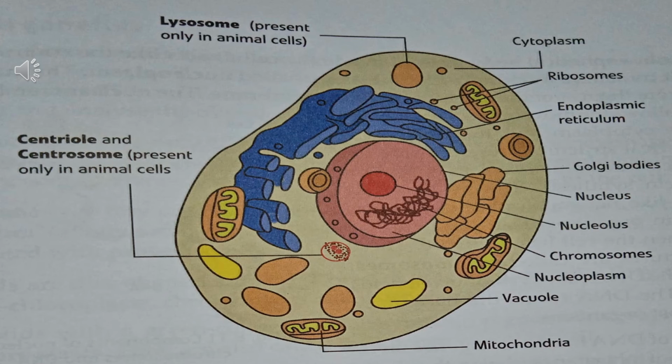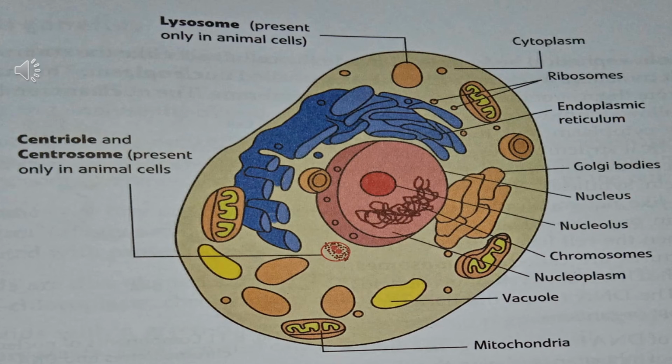Other than that, all other structures are similar in the plant and animal cell, children. If you look at this picture, you have the lysosome, cytoplasm, ribosome, endoplasmic reticulum, Golgi bodies, nucleus, nucleolus, isn't it? Similar to the plant cell, all those structures are there, and a small vacuole will be there, along with mitochondria and centriole. The centriole and lysosomes are only in the animal cells, and in the plant cells we have the cell wall and chloroplast.